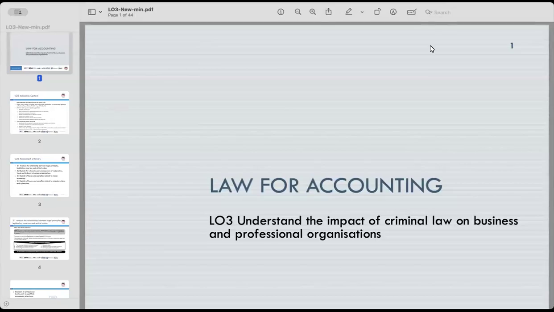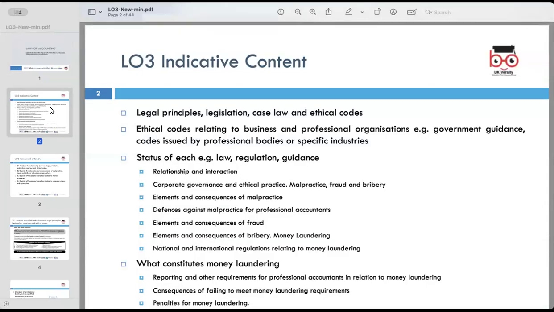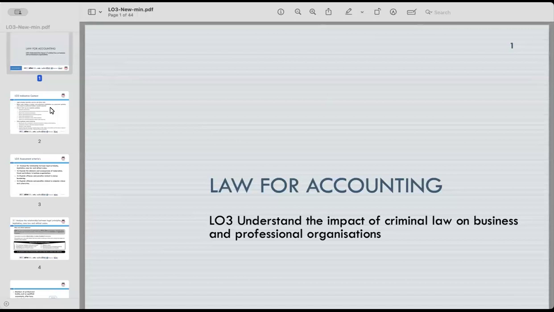Hello and welcome to today's session, in which we will discuss and understand the impact of criminal law on business and professional organizations.